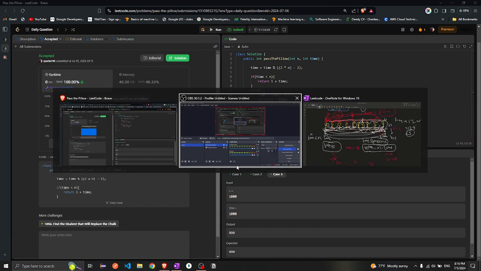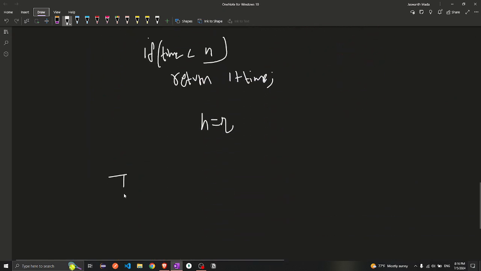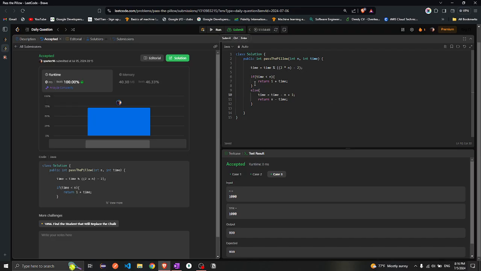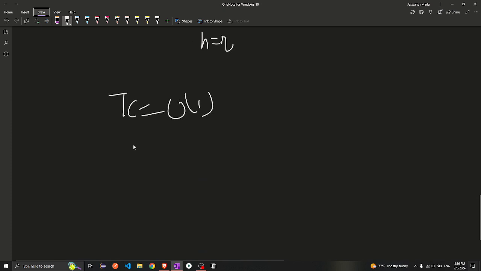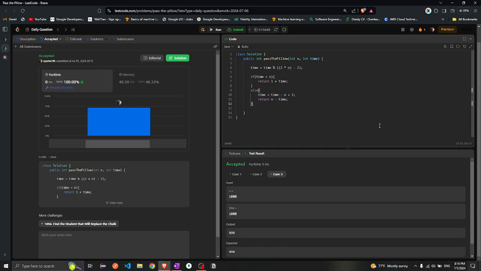Yeah, that's it guys. So let's look at the time complexity here. The time complexity is order of 1, since we are not using any sort of loops, this will execute in a constant amount of time, and this all will get executed in constant amount of time, right? The space complexity is also order of 1 since you are not using any extra space.